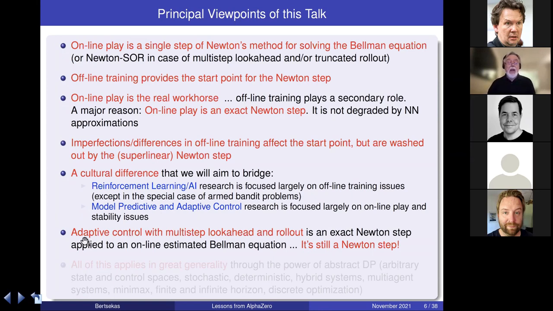And I'm going to talk a little bit about adaptive control, but instead of using the reoptimization in response to changes in the estimated model, we're going to use multi-step look ahead and rollout. This framework is going to involve an exact Newton step instead of reoptimization, but applied to a changing Bellman equation, changing in response to a system identification process. But the bottom line is that it's still a Newton step, and it's very powerful.